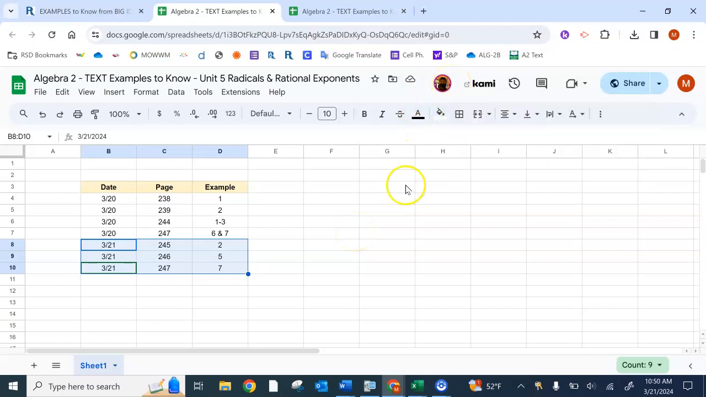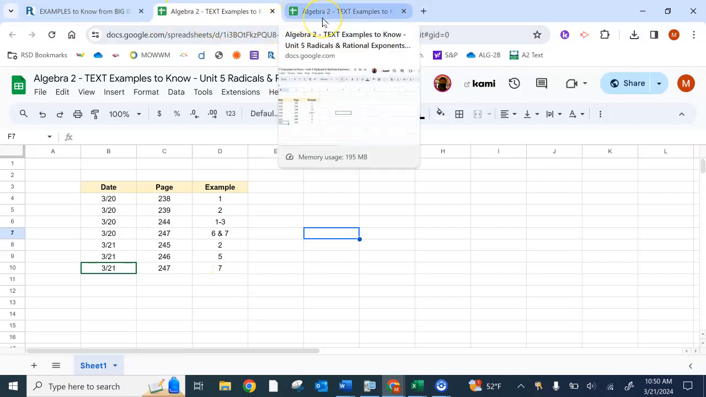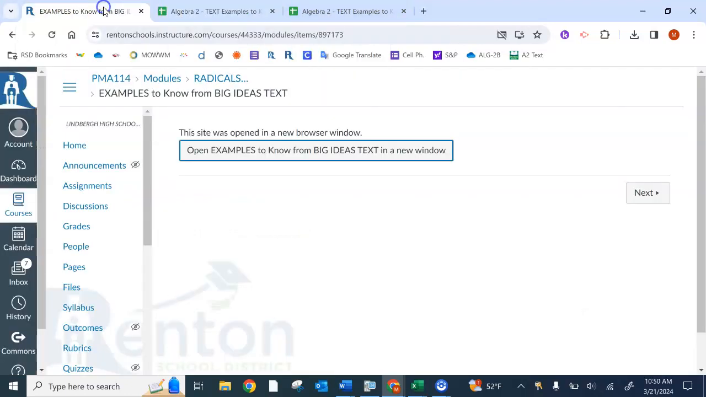Let's see, somebody's already on there, cool. Those are going to be the examples that you're going to go over. I'll go over some of those with you in just a moment. But also what I'm going to do is show you.